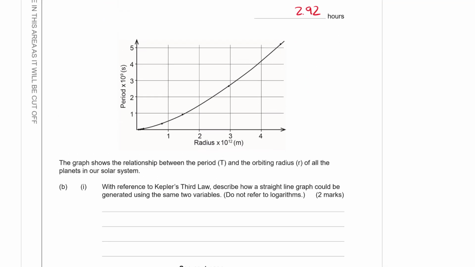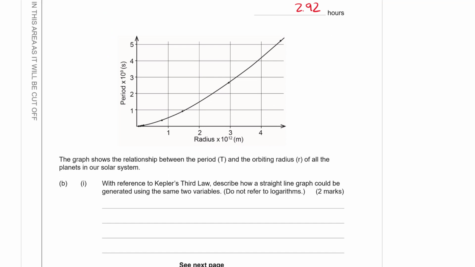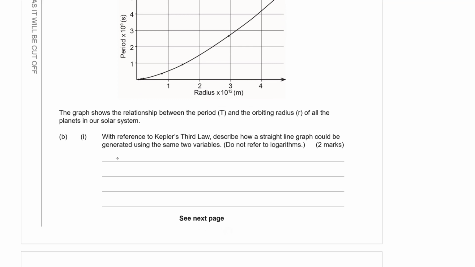Okay, and the next part of the question is, they want you to refer to Kepler's third law again. Describe how a straight line graph could be generated using the same two variables. So let's start by writing down what we know about Kepler's law. The law there is 4 pi squared on GM, r cubed. So we know, if you look at this equation, that your T squared is going to be proportional to your r cubed.